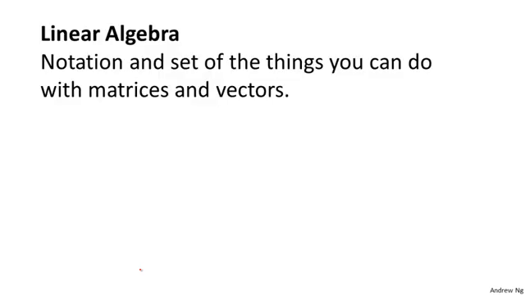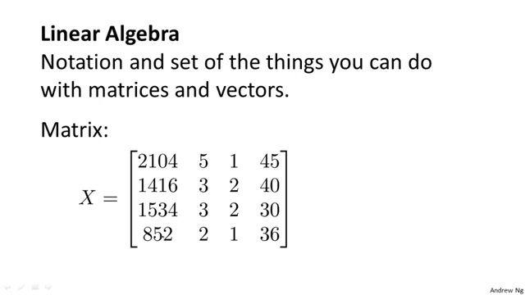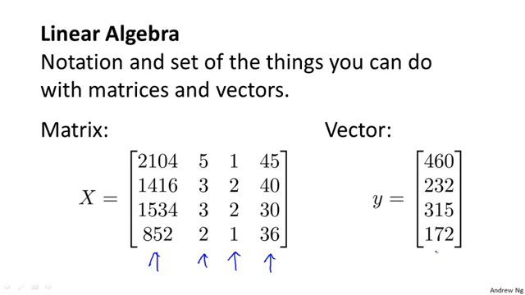Linear algebra gives us a notation and a set of operations that we can do with matrices and vectors. For example, here's a matrix where the first column is the sizes of the 4 houses, the second column is the number of bedrooms, then the number of floors, and that was the age of the home. And so a matrix is this block of numbers that lets me take all of my data, all of my x's, all of my features, and organize them efficiently into one big block of numbers like that. And here is what we call a vector in linear algebra, where the 4 numbers here are the prices of the 4 houses that we saw on the previous slide.